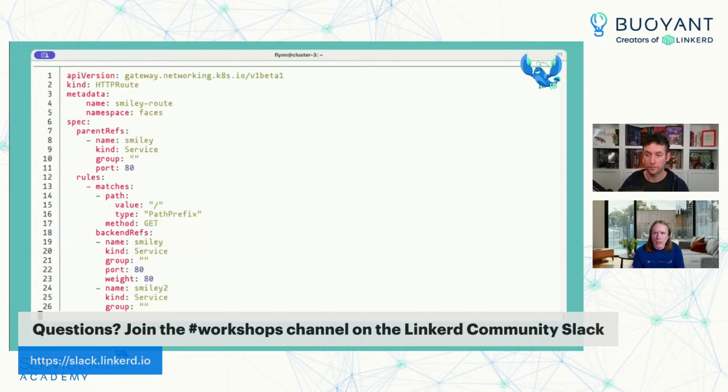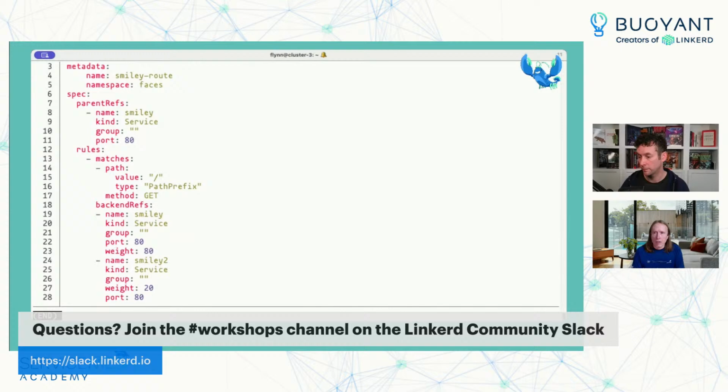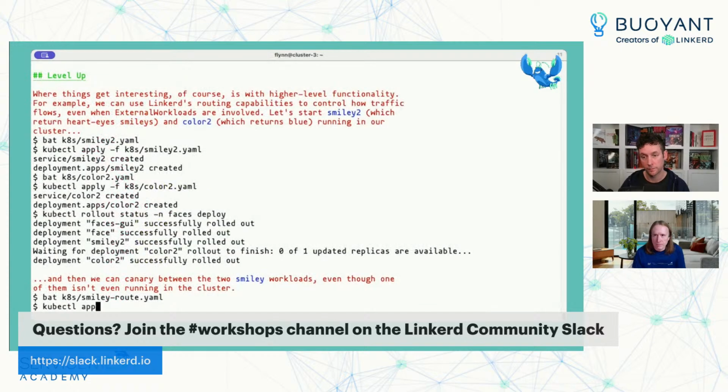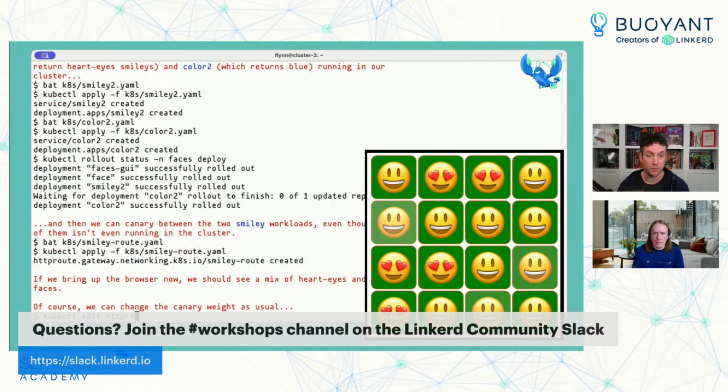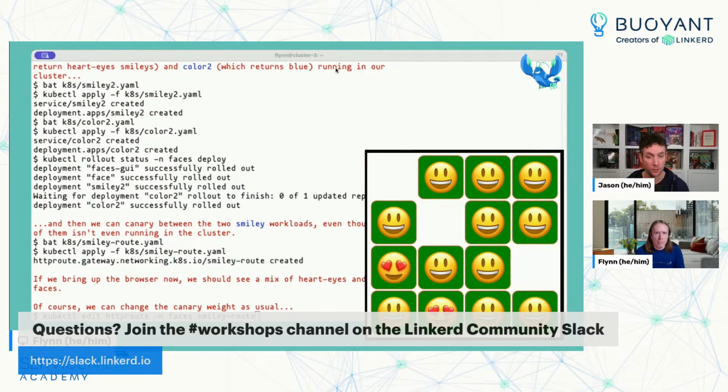And then we can use an HTTP route to do a canary between Smiley and Smiley 2, even though Smiley is not in the cluster and Smiley 2 is in the cluster. And you can see that there you go. There's like 20% of things that have hard-eyed smileys. So the Linkerd proxies are treating the external workloads just as if they're Kubernetes workloads. So the normal stuff we get to do with our Kubernetes workloads is working.